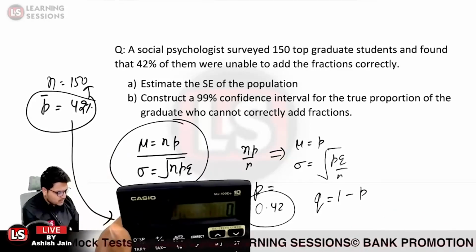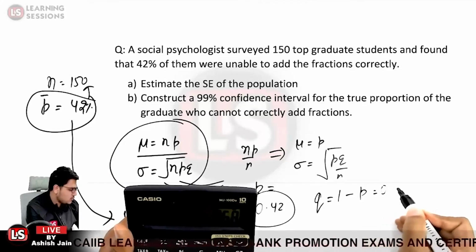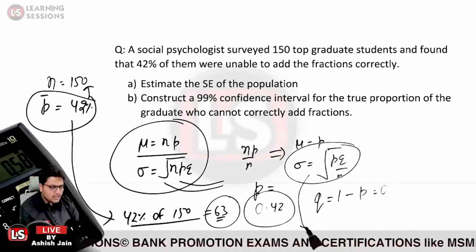So 1 minus P, it means what? 1 minus 0.42, that is equal to 0.58. So Q is equal to 0.58. And from that particular formula, I can use it and further get all the values over here.